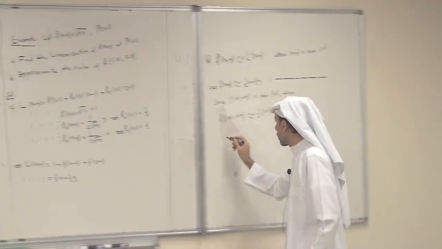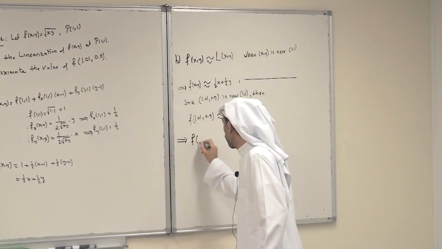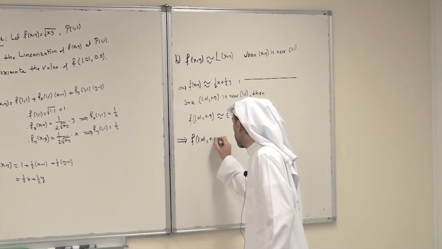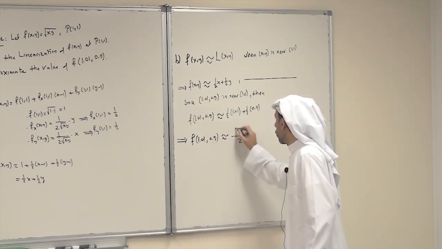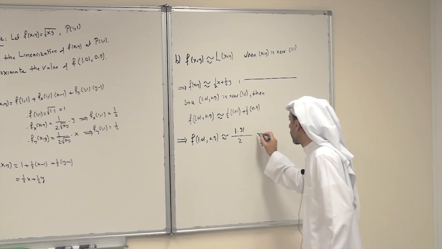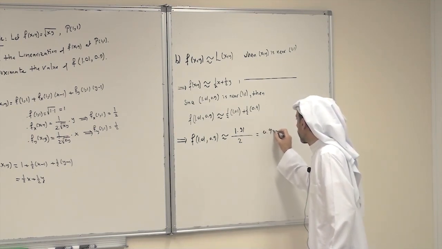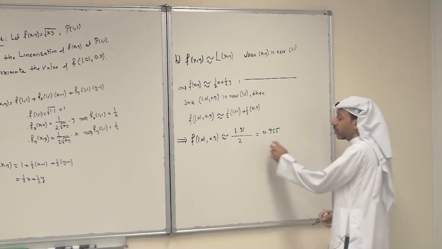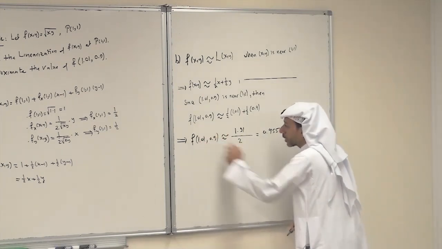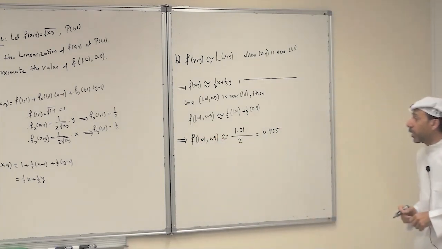And this implies f(1.01, 0.9) is approximately equal to 1.91, and this is just 0.9555. So this is the approximate value of the function at the point (1.01, 0.9).